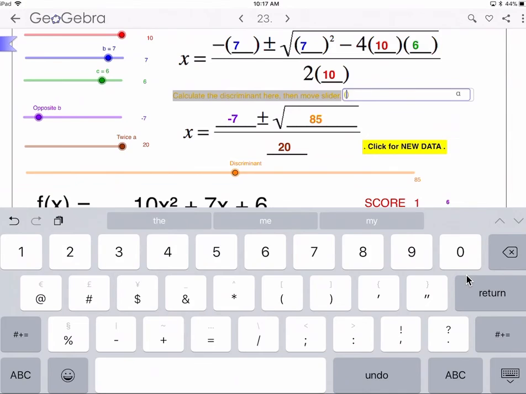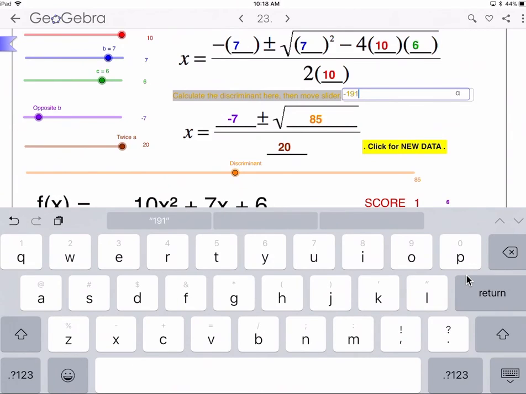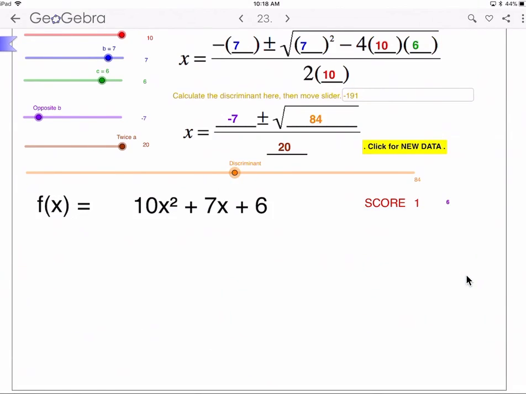I'm going to say 7, close the parentheses. I started with the parentheses, put 7 and closed it, and now I'm going to caret 2, and to square it, -4, open to multiply by 10, close, open to multiply by 6, close. And when I press return, I get -191. I must move my slider to -191.